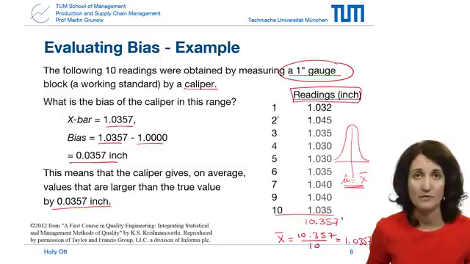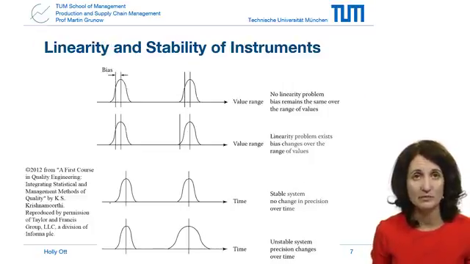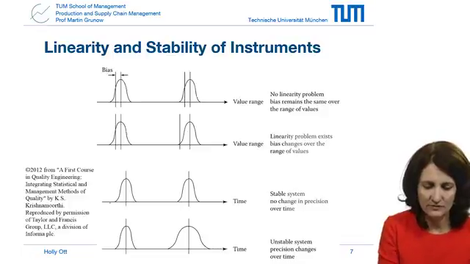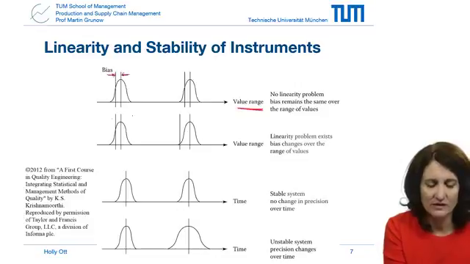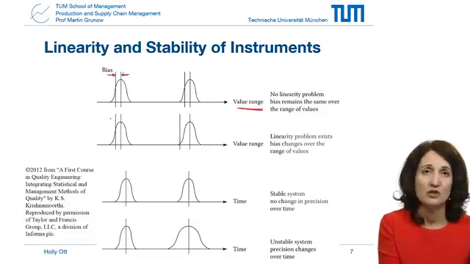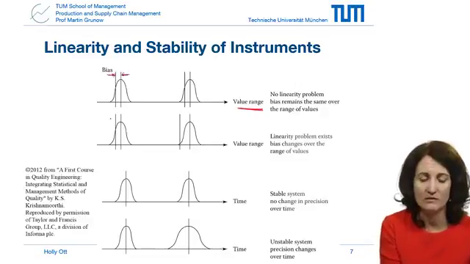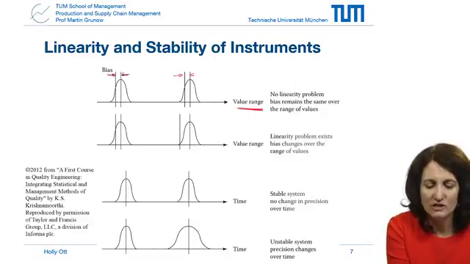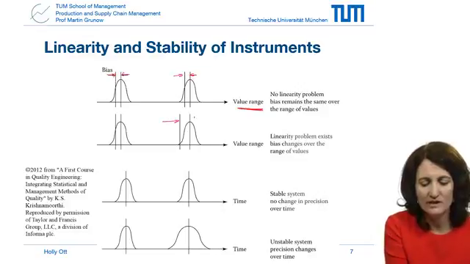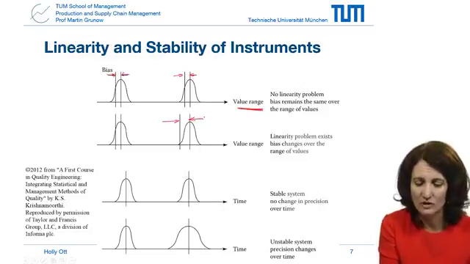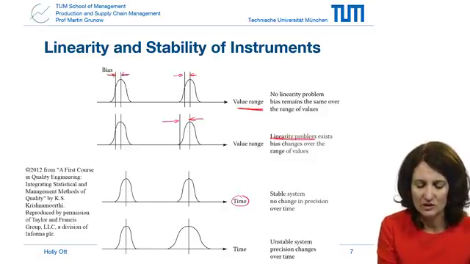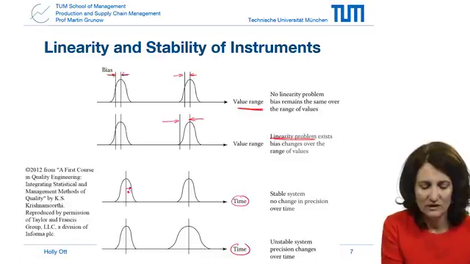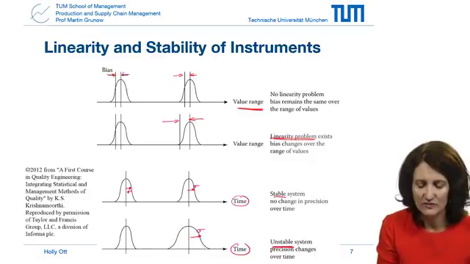Now, we also looked at linearity and stability. For linearity, you have a bias value here, and we have a range of values, for example, low temperature to high temperature, short to long, thick to thin, or thin to thick. If the bias doesn't change, then you have no linearity problem. But if it changes, better or worse, either way, there's a linearity problem. We also looked at stability, which has to do with time: whether your variation stays stable over time, or changes and becomes unstable over time.